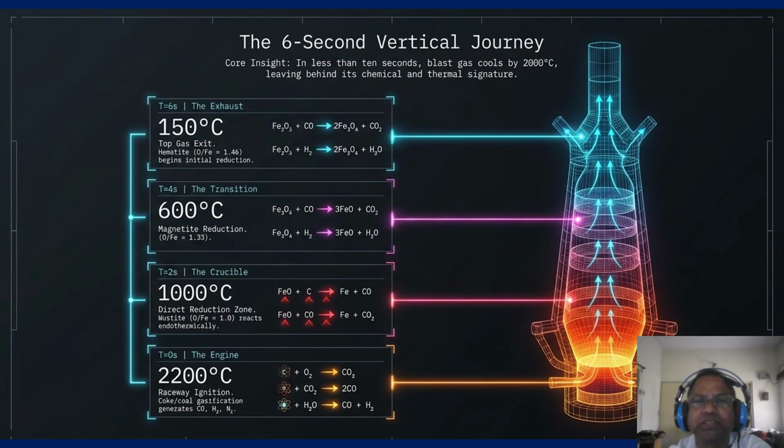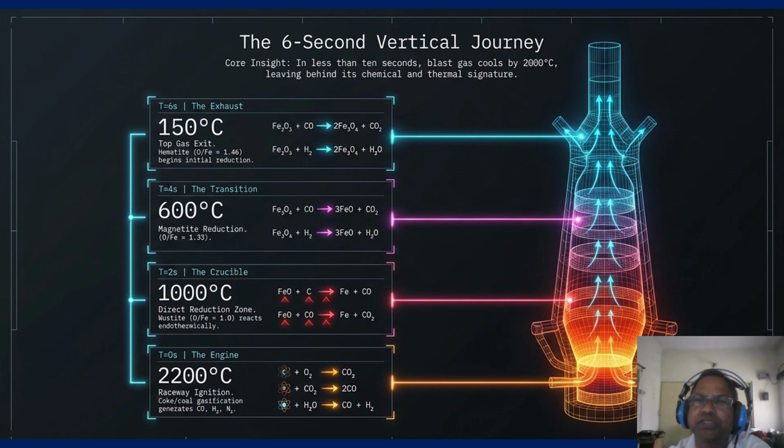Note the specific reaction zones. At 2 seconds, we are in the crucible at 1000 degrees, where wustite reacts endothermically. By 4 seconds, magnetite reduction is in full swing at 600 degrees. The so what here is critical. Every degree of cooling and every molecule of CO converted is a data point. If the gas reaches the top too hot or too rich in CO, you are not just losing heat, you are literally blowing money out of the stack.